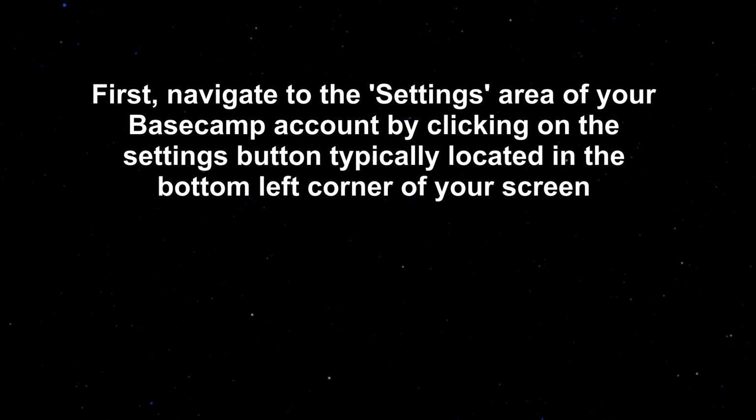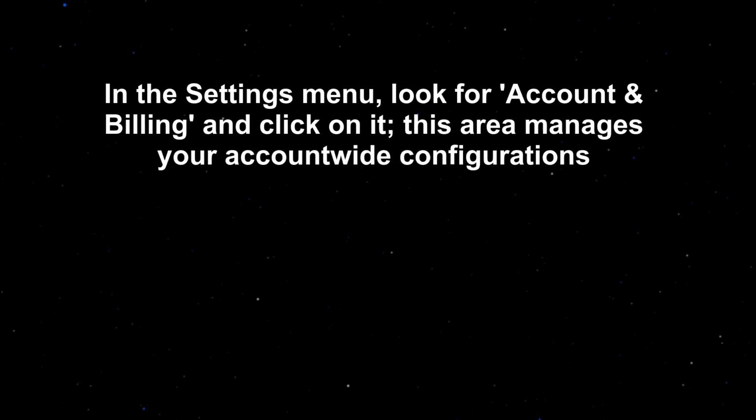First, navigate to the settings area of your Basecamp account by clicking on the settings button typically located in the bottom left corner of your screen. In the settings menu, look for account and billing and click on it. This area manages your account-wide configurations.